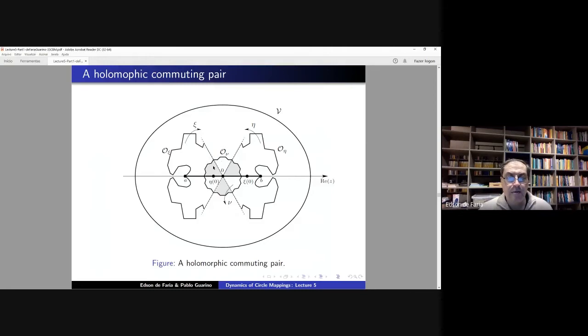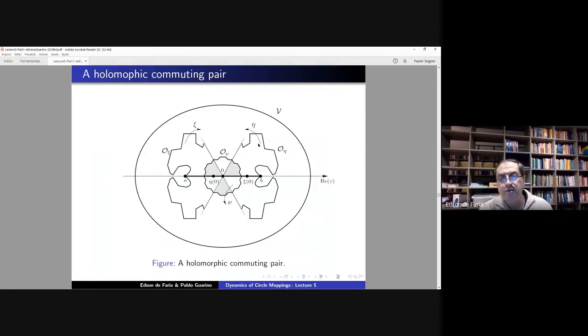But it ends here at these lines, right? And eta is this other thing on the other side, which topologically looks the same, okay? But they're not the same at all. These domains don't need to be the same at all, okay? So this is just a schematic picture.